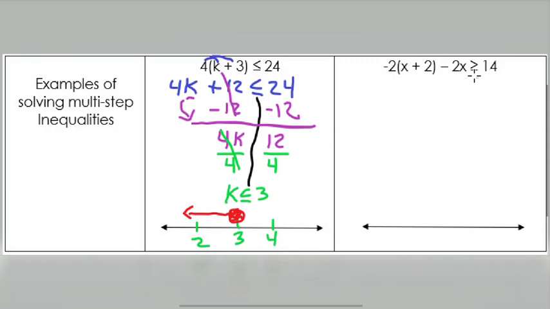All right, let's do this next one over here. So this one even looks a little bit more complicated, but you can do it. Don't worry. Just follow the steps. So I see I have parentheses. So my first step when I have parentheses, I know I have to do distributive property.